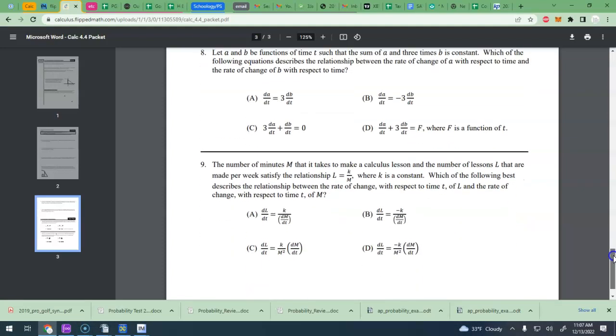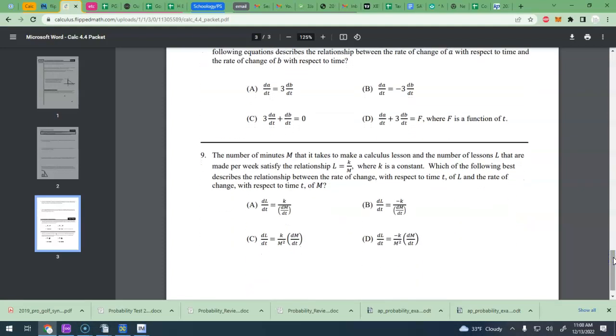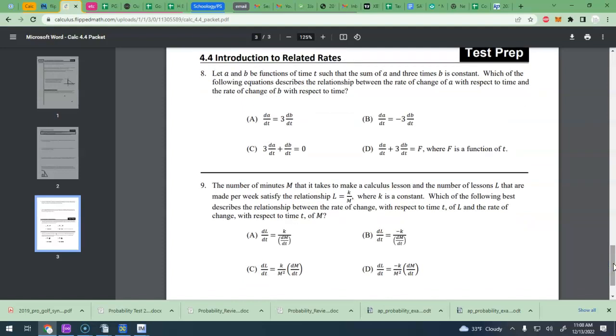8 and 9? Let's go through them. So they're saying the functions of time t. So right there, that tells you you're doing the over dt stuff, as soon as they're functions of time. The sum of a and 3 times b is some constant. And then they're saying find the rate of change of b, but we have to get to the derivative level because they're asking us for the rate of change. And you can see all the dA dt, dB dt stuff down here.